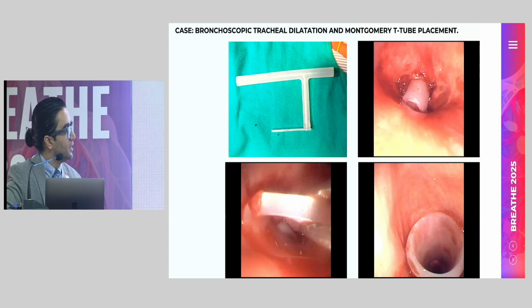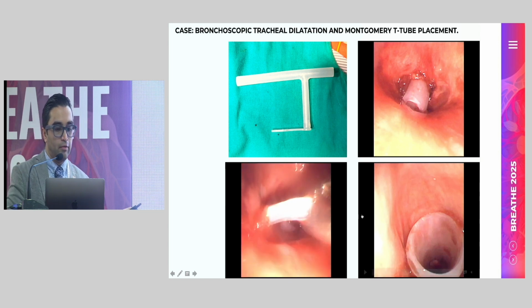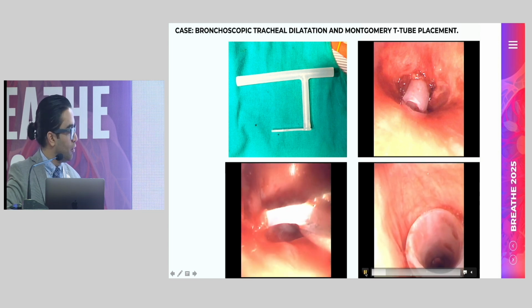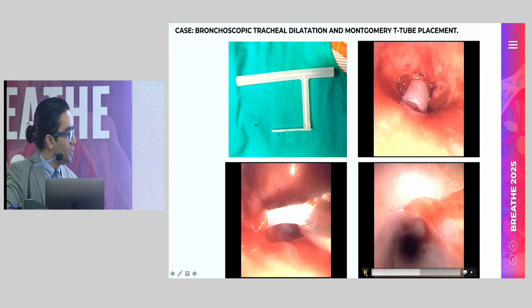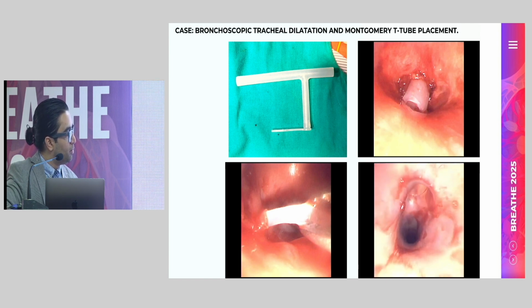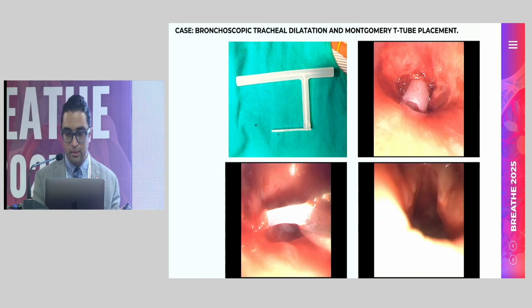So here you can see this is bronchoscopic view showing how the proximal part of the T tube is placed. And eventually once the T tube is inside, this is how it appears. So you can see we are going from proximal to distal, and what you see up on the ceiling is basically the limb coming out for the patient to breathe.